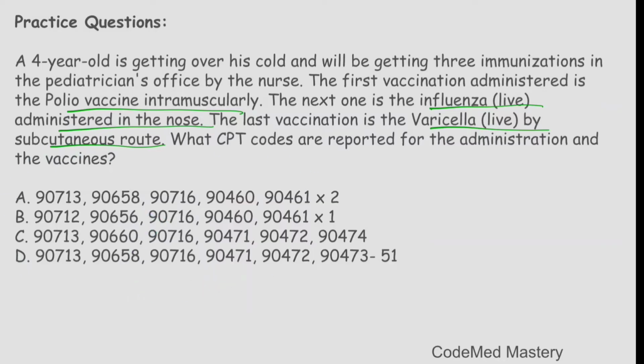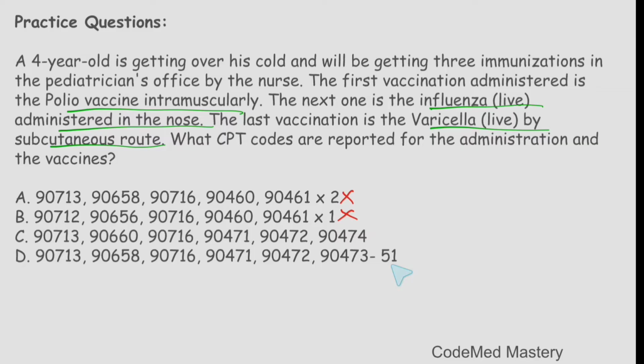Right. So first, to code for immunization administration, you have to check whether there is counseling done or not. So in this question, we can't find counseling. Right. So counseling is not done. So we cannot use the codes 90460 and 90461. So directly eliminate the option which has the codes 90460 and 90461, because this is without face-to-face counseling. So we'll eliminate option A and B. Now we are left with option C and option D.